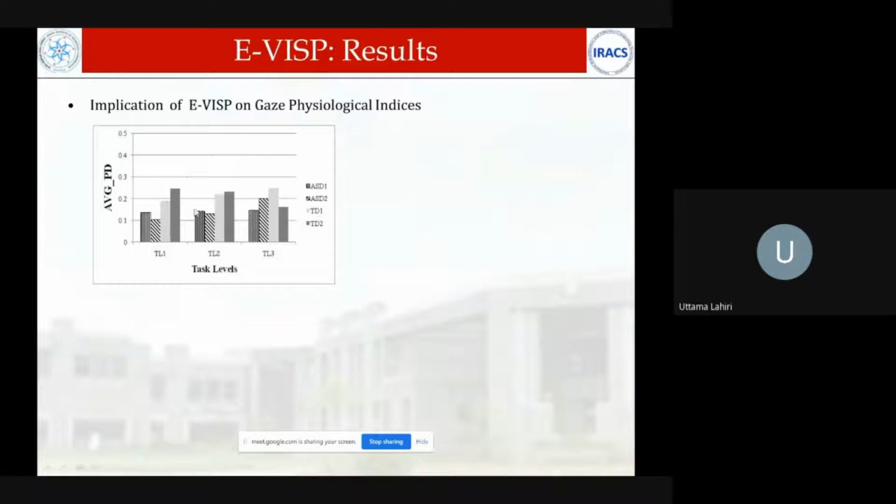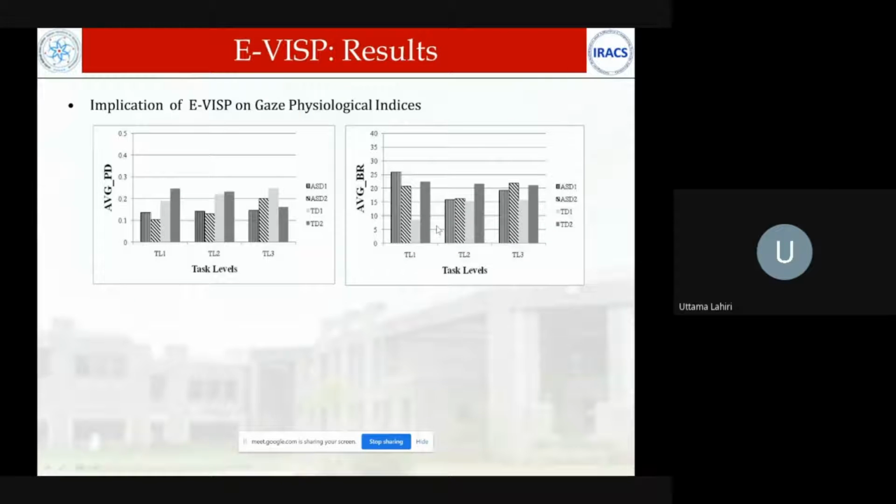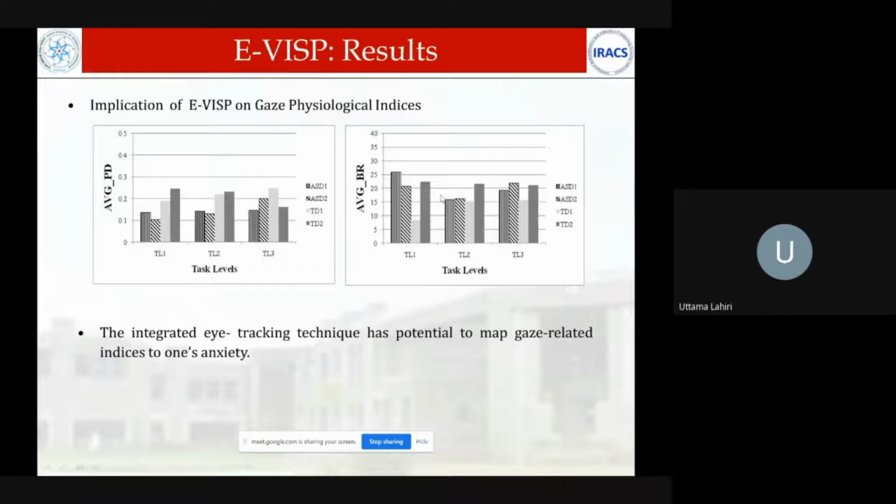But for the typically developing children, you can see that they're more or less the same, though they were much higher because they were much more involved, but there was not an increase, it was more or less the same across all difficulty levels for a typically developing child. So things were different for the child with autism. Again, for the blink rate, we can see that the blink rate also varied across the individual difficulty levels. So this shows that the eye tracking technique has potential to be mapped to the gaze-related indices, and that is mapping it to one's anxiety.